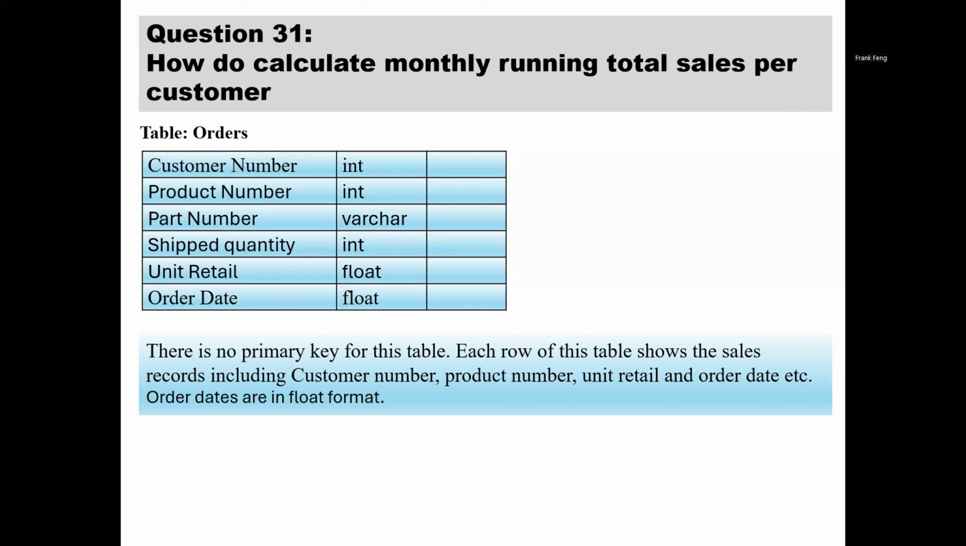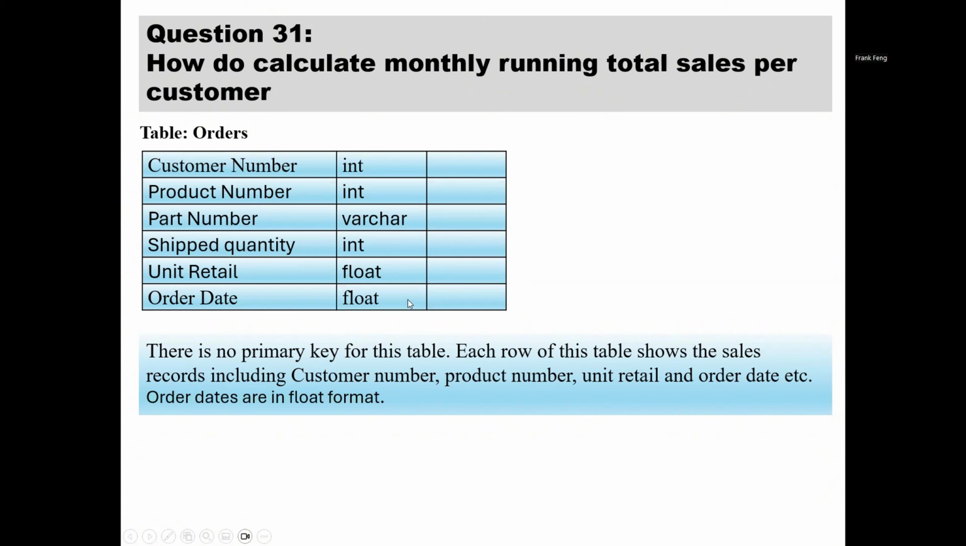Hello everyone. In this video, we'll learn how to calculate monthly running total sales per customer using SQL Server. We have an orders table with customer number, product number, shipped quantity, unit retail, and order date, etc. Order dates are in float format.